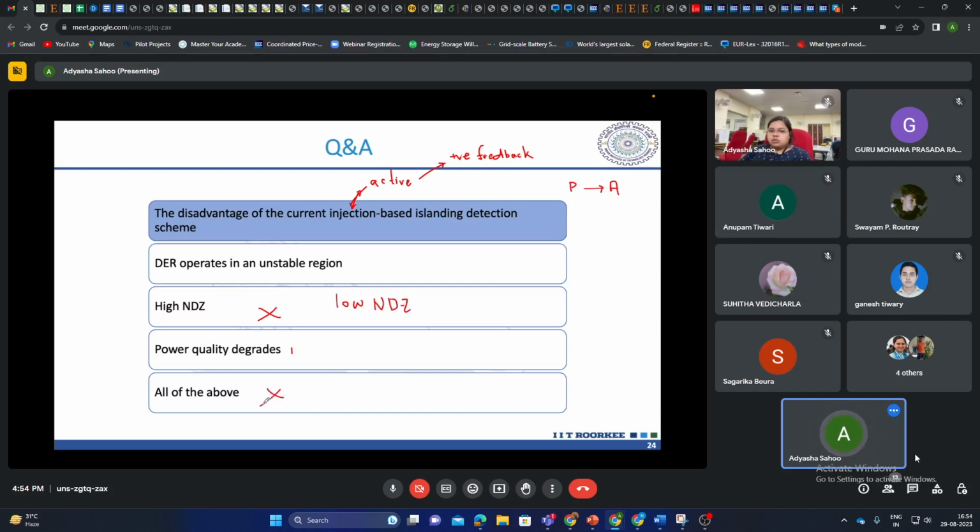So this option will also go from here. Then we had power quality degradation and we had unstable mode of operation. We got power quality degrades, and we got another power quality degrades. Thank you. So this we had seen was the case of the positive feedback and current injection methods, due to power quality issues. So the right answer is power quality degrades, as two of you have suggested.